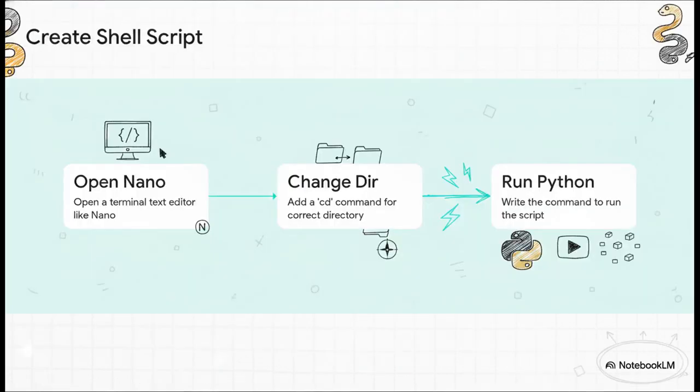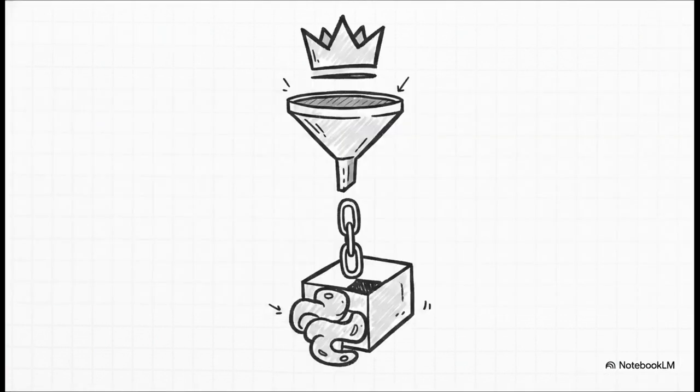To build this protective sheath for our Python tools, you just pop open a terminal text editor like Nano. First, you command it to cd, or change directory, into the specific folder where your Python file actually lives. Then, you simply write the command to run that Python file. That's it. Now, the absolutely crucial thing to nail here is the formatting. You literally must include the specific hashtag, exclamation mark, bin/shell header at the very absolute top of the file so your terminal knows exactly how to read it.